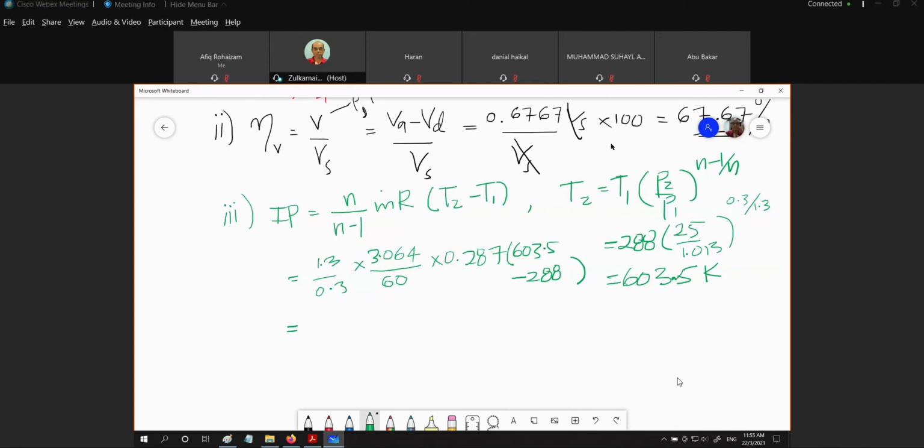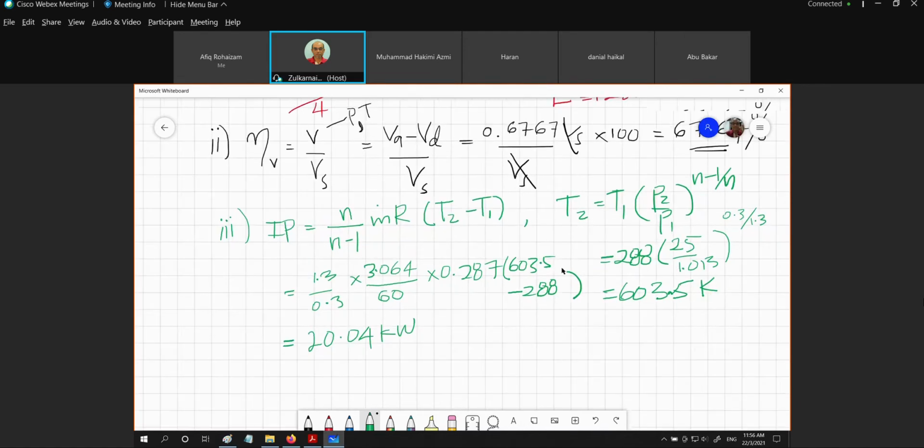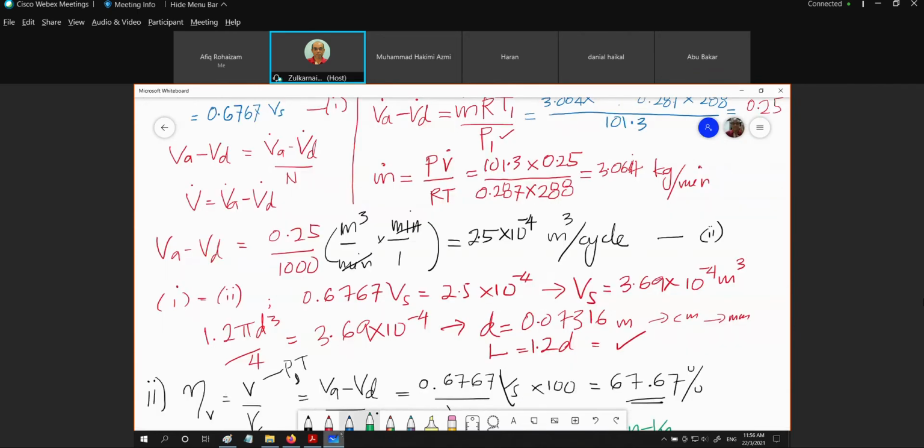How come it's too big? M dot. M dot 0.3064. M dot salah? Tadi saya tanya sini. Ni salah ke ni? Ya, sir. 0.306. Kalau salah, beritahu saya, jangan beritahu lambat. M dot salah, sir. Berapa? 0.3064.